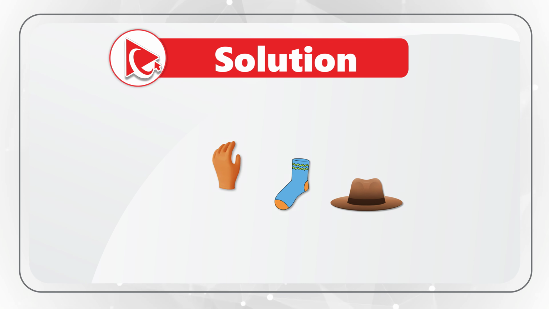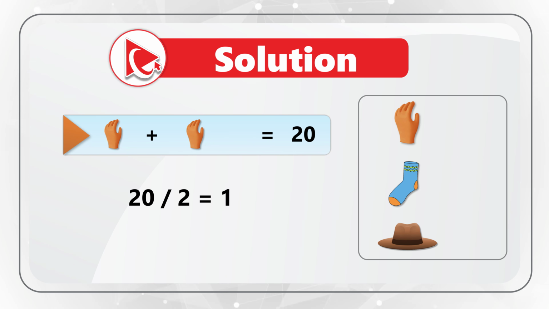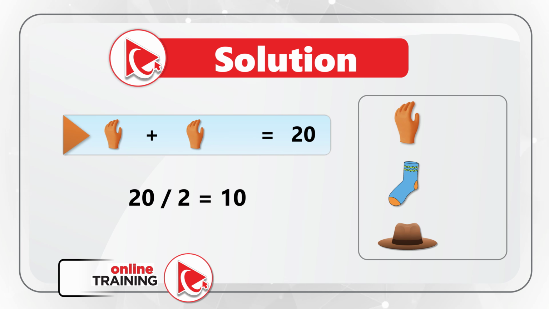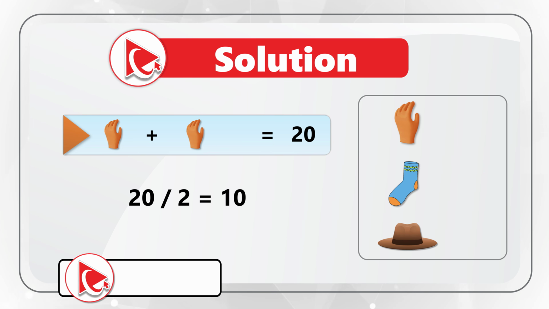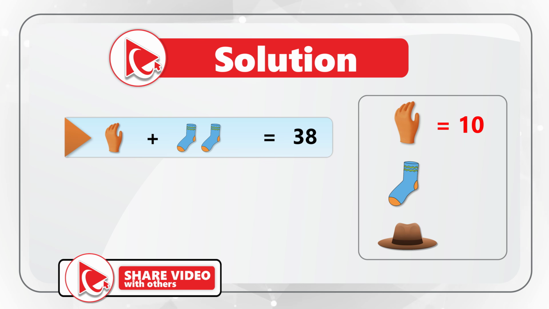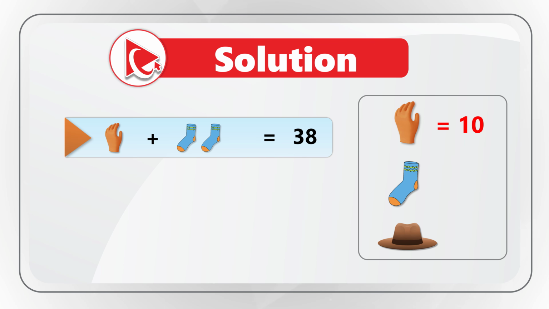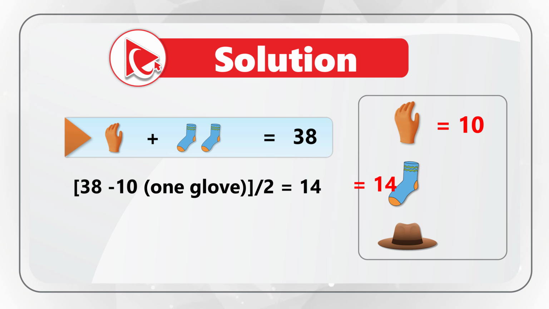Let's look at each expression in more details. Since 2 gloves equals 20, 1 glove is equal to 10 because 20 divided by 2 equals 10. Let's go to the second expression. 1 glove and 2 socks equals 38. Let's do the math to calculate what's the value of the sock. 38 minus 10, which is the calculated value for 1 glove, and then divided by 2 equals 14, which means that the numerical value associated with 1 sock is 14.